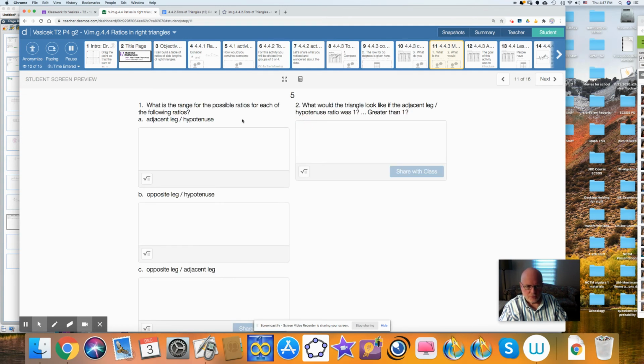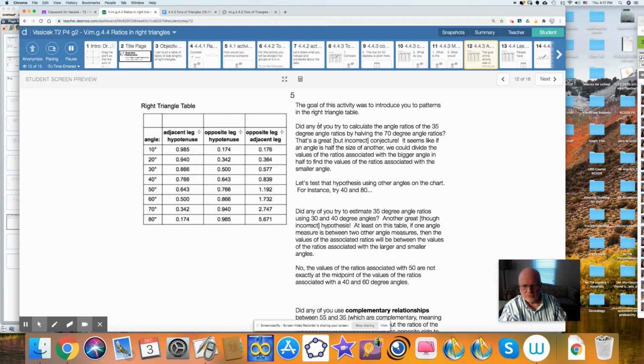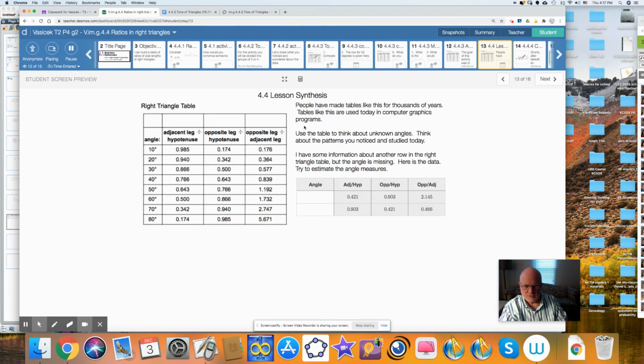Here we have what are the possible ratios, what it would look like. We have some more activities. And this is something for you to read on your own. This is like an activity synthesis for this lesson. And here's the lesson synthesis. People have made tables for thousands of years, using the table to come up with unknown angles. Think about the patterns that you noticed today. Notice how these two flip. These two flip. I don't know what this number is.